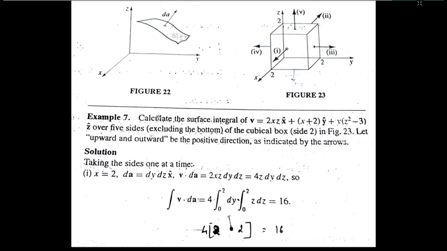ओके, सो एग्जाम्पल नंबर 7, एक वेक्टोरियल फंक्शन दिया गया है, दैट इज V = (2x) x cap + (x + y) y cap + (y z² − 3) z cap, एंड एक्सक्लूडिंग द बॉटम. मेंशन कर दिया कि बॉटम को नहीं लेना है, ऑफ अ क्यूबिकल बॉक्स, दैट इज अ साइड नंबर 2 इन फिगर 23. लेट अपवर्ड एंड आउटवर्ड बी पॉजिटिव डायरेक्शन.